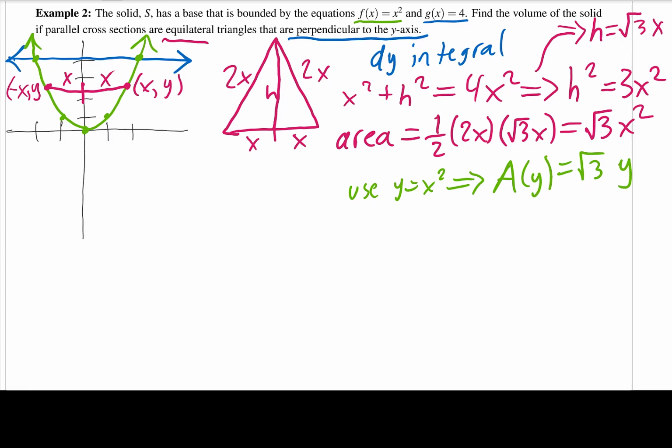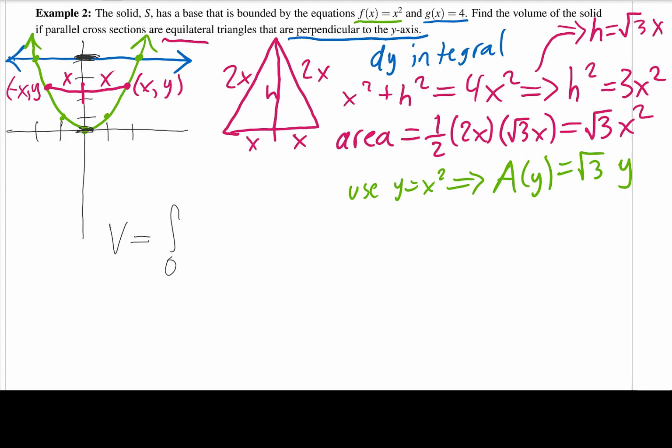Right, now that we have our area function, we can use volume equals the integral from a to b. Now, this time, since we have a dy integral, we're not looking at the smallest x and biggest x values. We're looking at smallest y to biggest y values, right? Again, that's because we're doing a dy integral. We're doing this with respect to y, so we need to find the bounds on y.